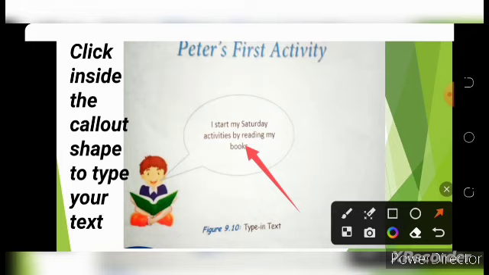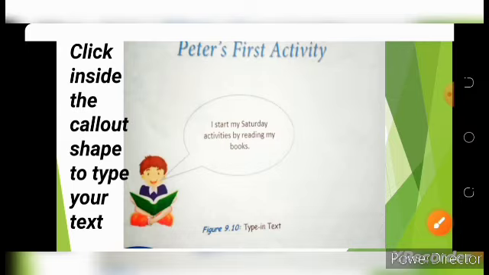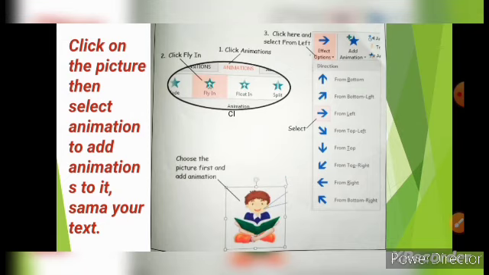Now we are actually creating the slide for Peter's activity. This is Peter reading his book, and we have shown it now with a callout shape, typing in the callout shape what Peter is actually reading. Okay, we are presenting this to show what Peter's activity is on a Saturday. Okay, we are going to look at the next slide to see the next step in creating our second slide.